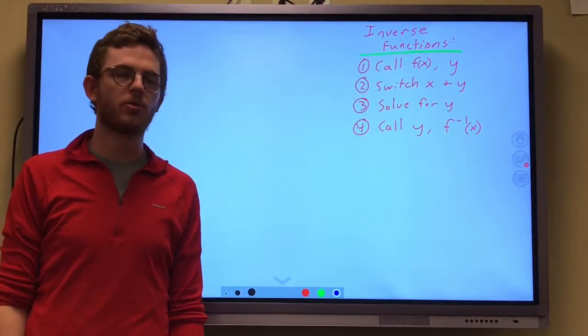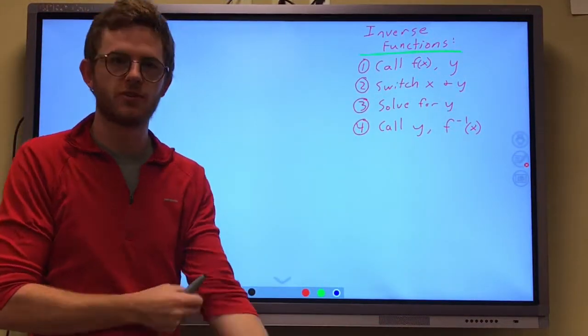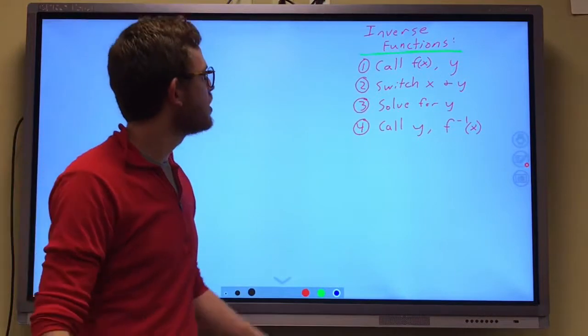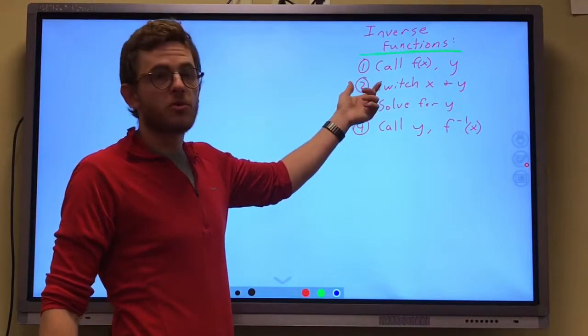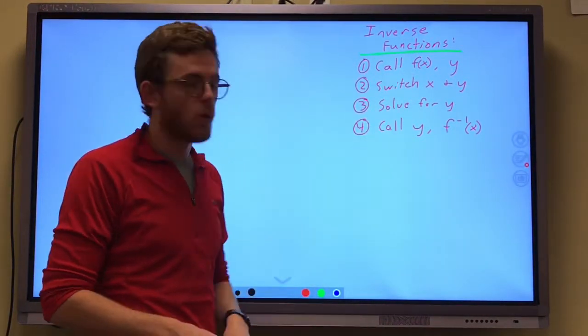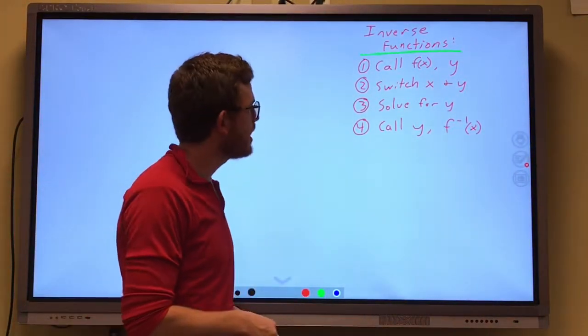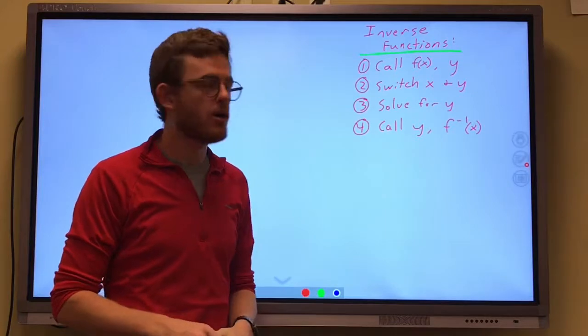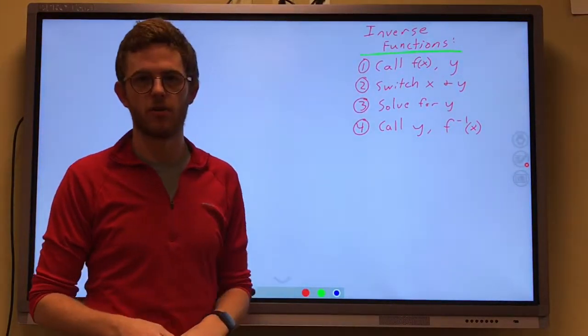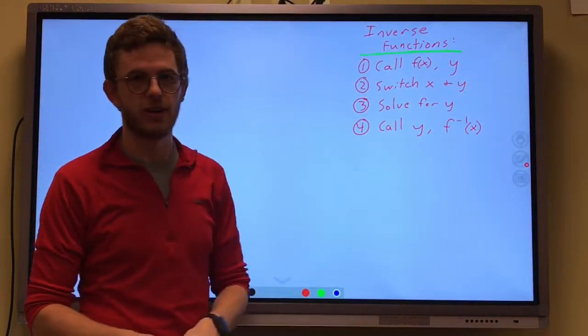All right, we're going to talk briefly about inverse functions. To find an inverse function, we start with a function, and we need to call f of x, y. We switch x and y. We're going to solve for y, and then we're going to call y the inverse of our function. We have that notation to say that.